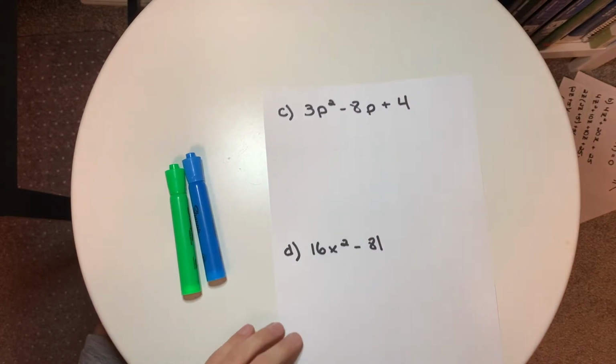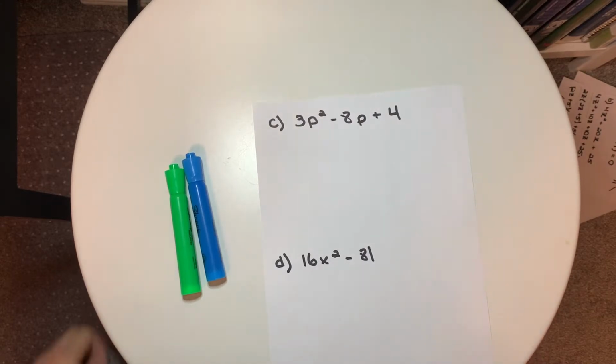All right, in our last two problems, we have 3p squared minus 8p plus 4.